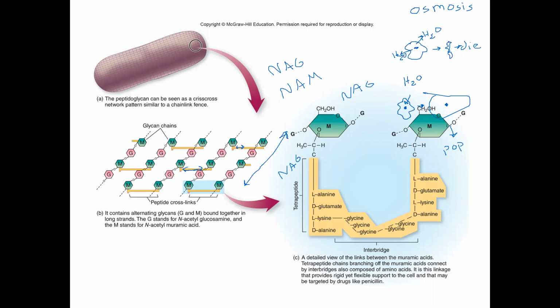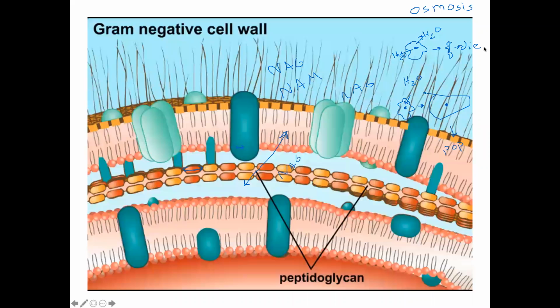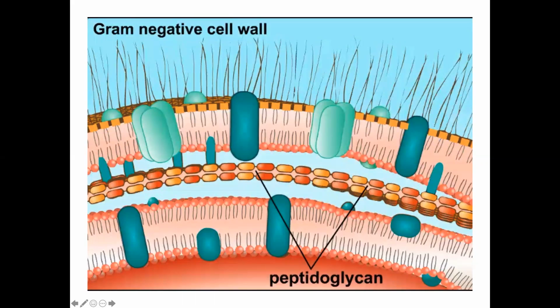All right. Now, if we look at a gram-negative cell wall, you get a little bit of a different picture. You can see here that you've got an inner and an outer membrane, and you've got peptidoglycan. So let's listen.